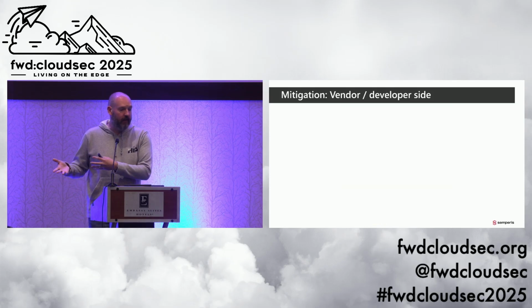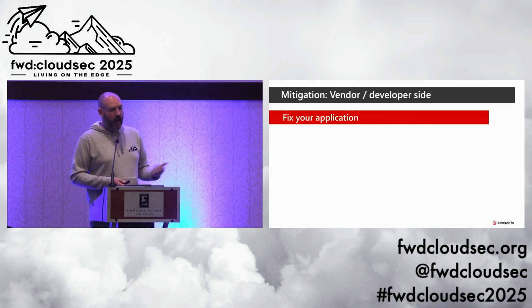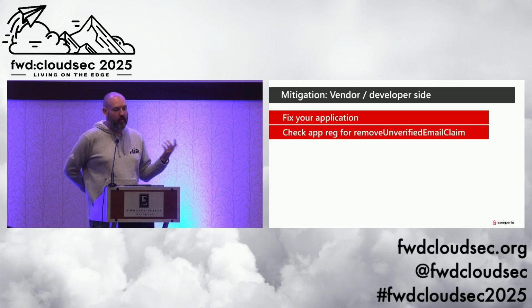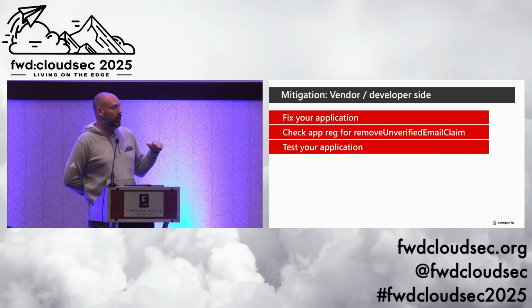Right, and so for the vendor, the developer, the mitigation really is to fix your application. So check the app registration for remove unverified email claims, see if this is set to true, or if your application is older than June 2023, I'm going to really test your application.